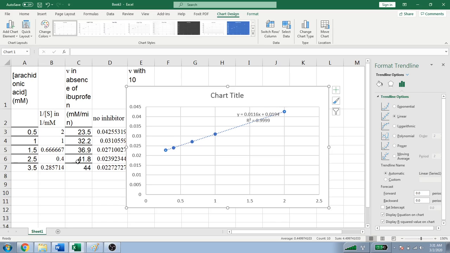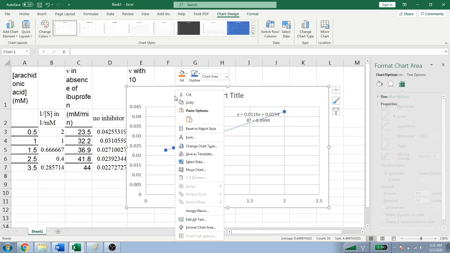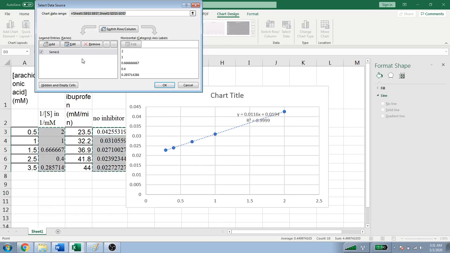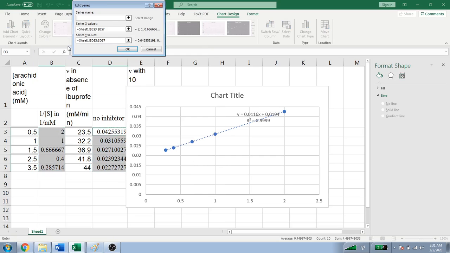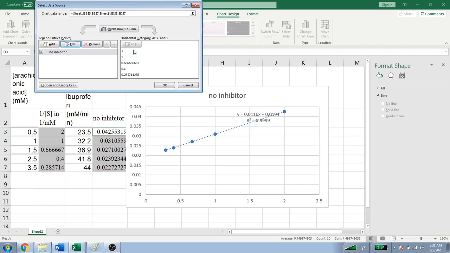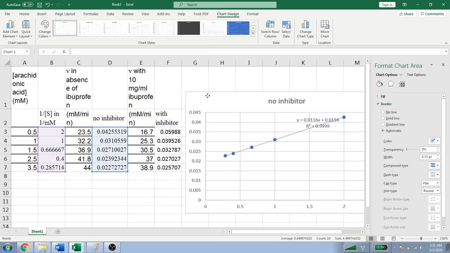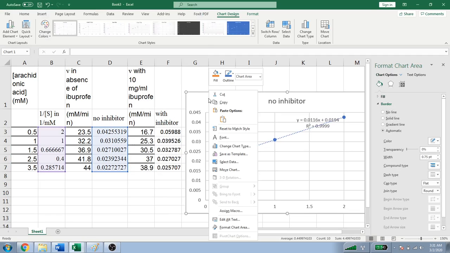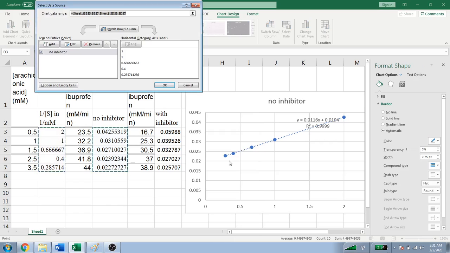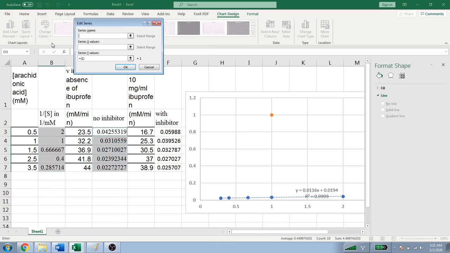So I have to do this for another set of data, so I'm going to find some white space at the top of this graph, right-click, and choose Select Data. While I'm here, I'm going to edit this first series of data and give it a name, and call it No Inhibitor. In order to show you what I'm doing, I'm going to move this over. Okay, let's do that again. So right-click on some white space, Select Data, and I'm going to add some data.